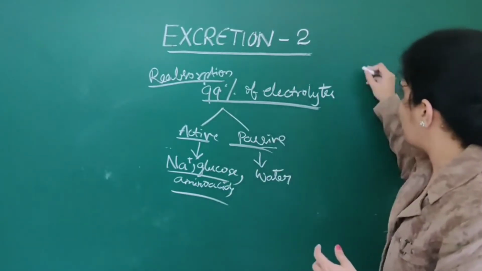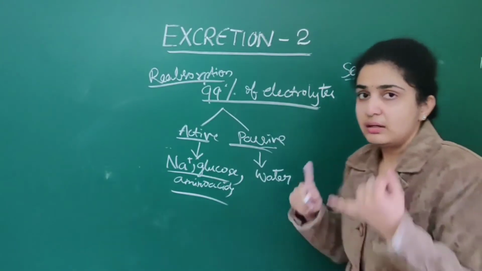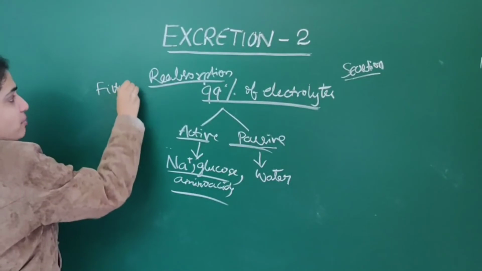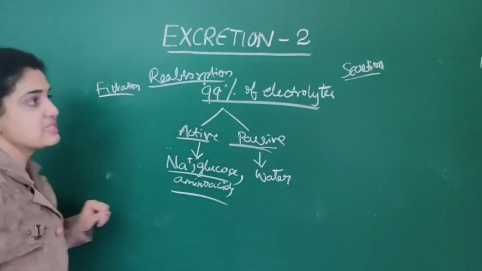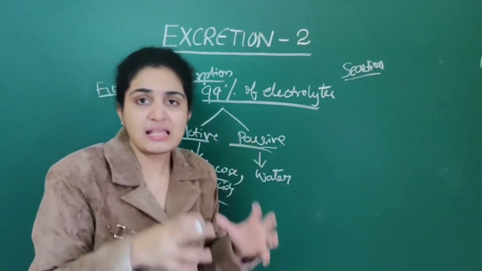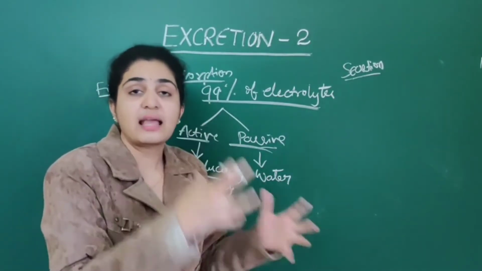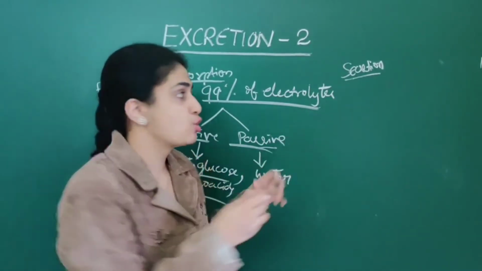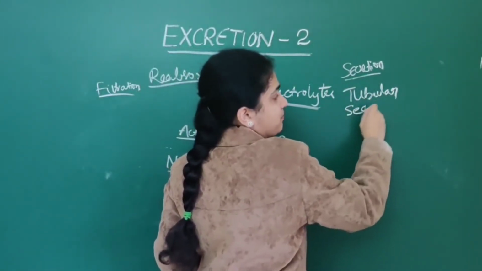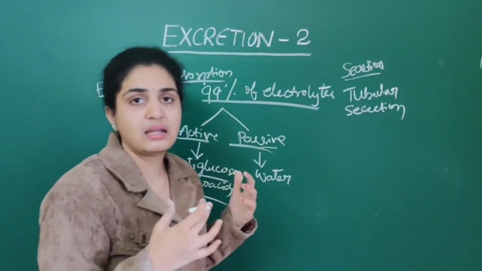Next we are seeing about secretion. Usually there are three steps I already told you: first is filtration, then reabsorption, and then secretion. In the secretion process, what will happen? It takes place in the renal tubule, the second part of the nephron. It is called tubular secretion. In tubular secretion, maximum are secreted out.